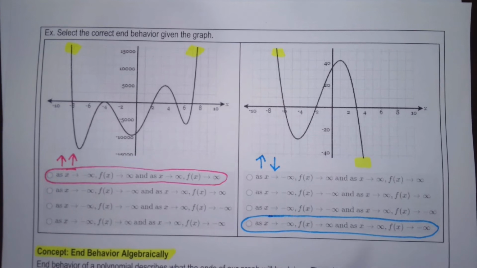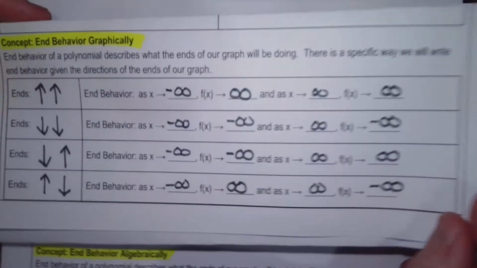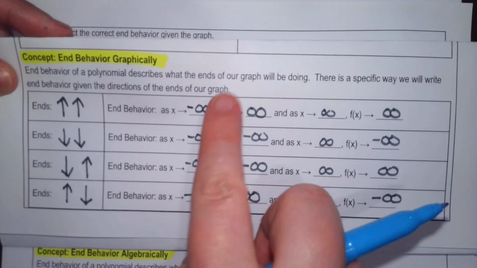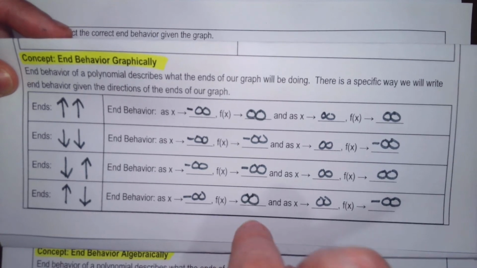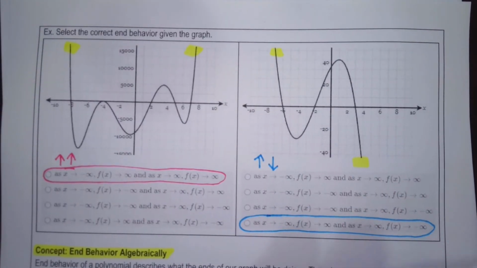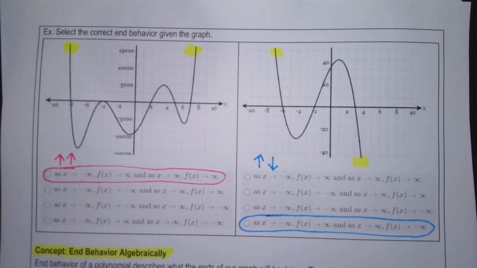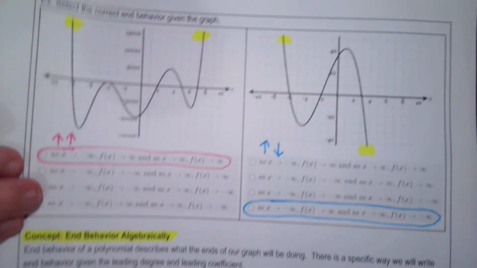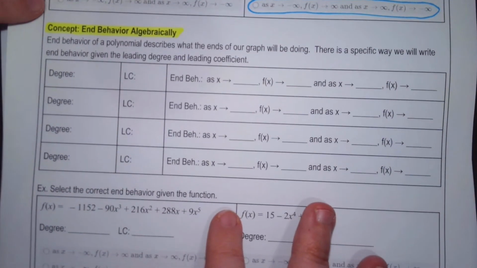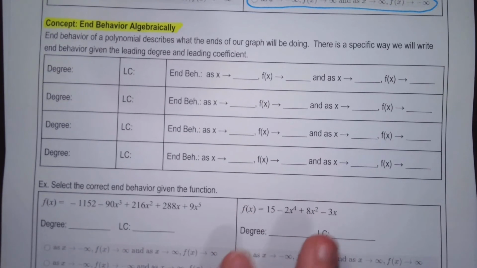If you haven't guessed by now, the order that I have your table in is the order of your multiple choice answers. That's why I specifically did the table that way. All right. So now we're still talking about end behavior, but this time you do not get a graph. We're going to be looking at end behavior algebraically.